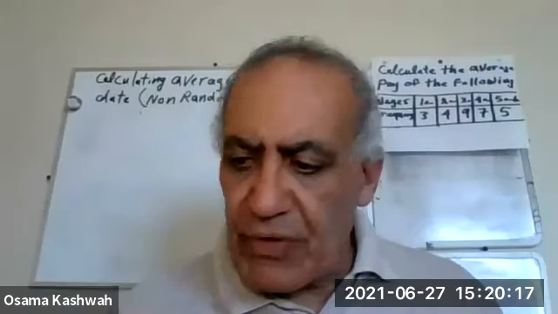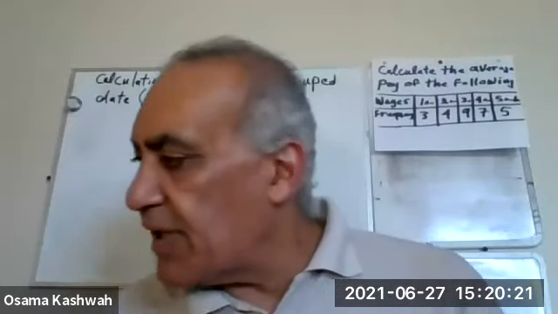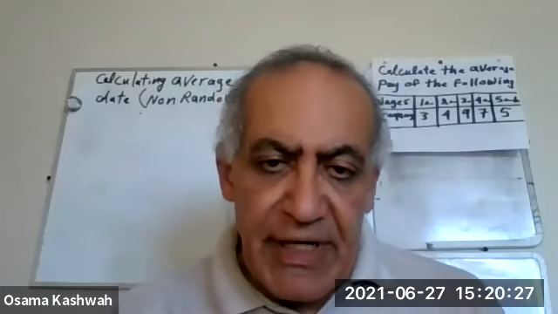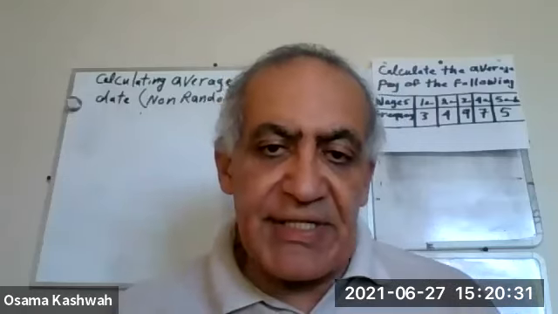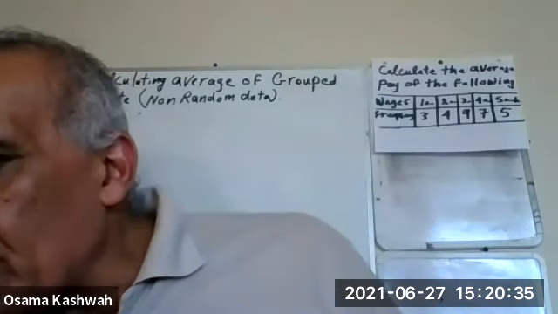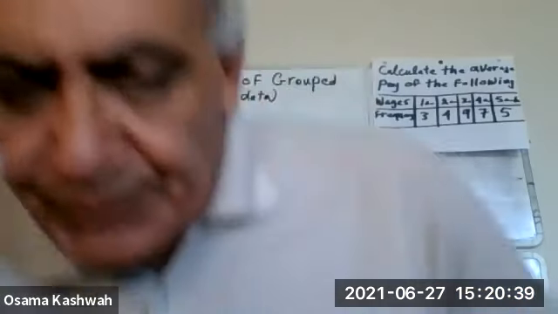Welcome everybody. Today we are going to take another example of the mean and the average, but this time from classified data, classified or non-randomized data. That means that it's divided into categories like what you see in front of you here. So here we go and see the example and work on it.